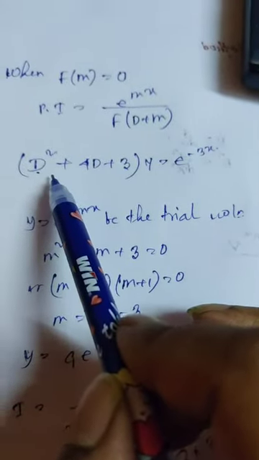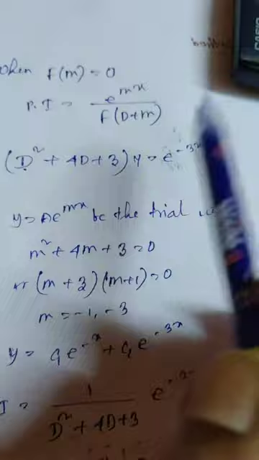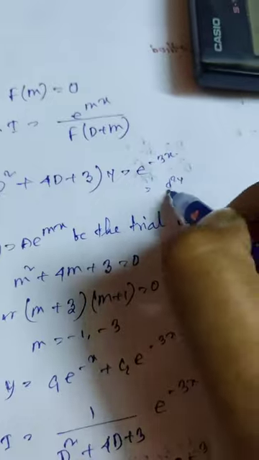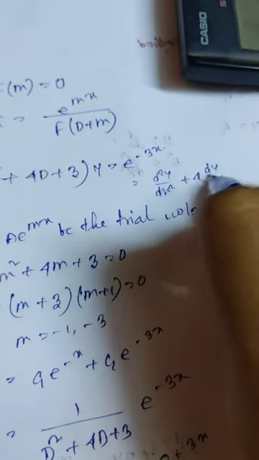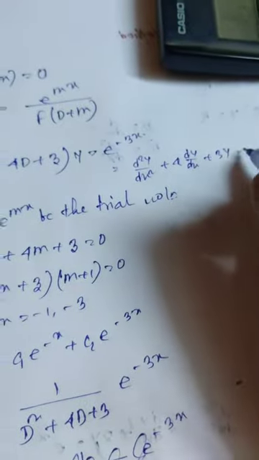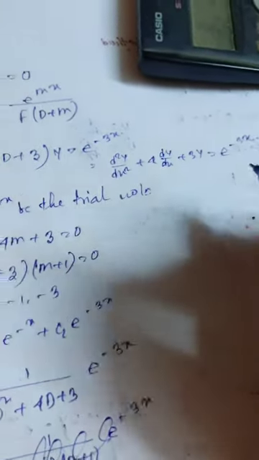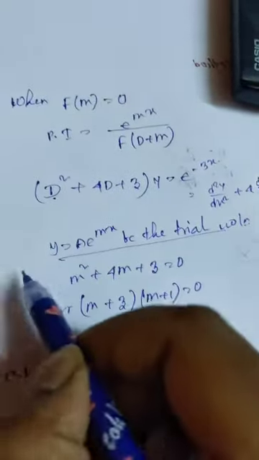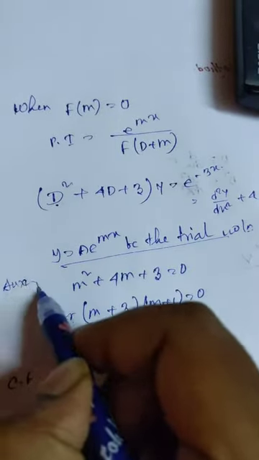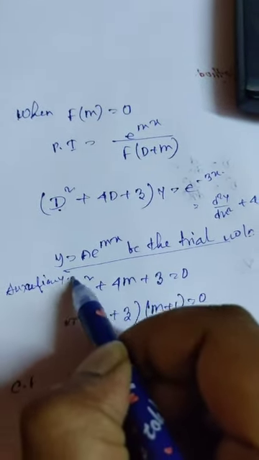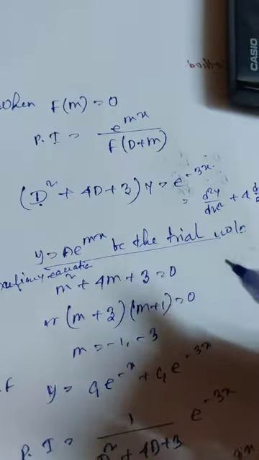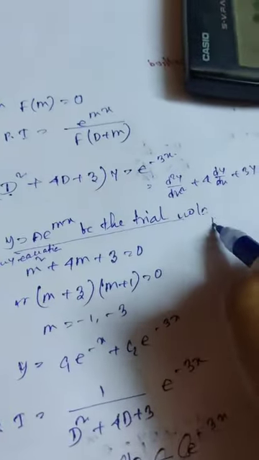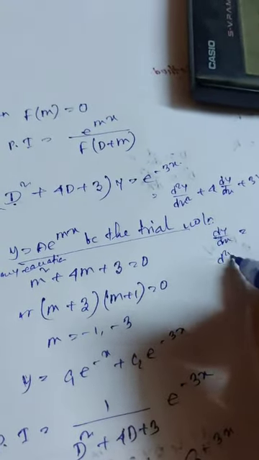So we take this one: D square plus 4D plus 3, y is equal to e to the power minus 3x. You can say that this is equivalent to d2y/dx2 plus 4 dy/dx plus 3y is equal to e to the power minus 3x. Here we will take y is equal to A e to the power mx as the trial solution. The auxiliary equation, we already know how to find: we have to make the right hand side of this equation equal to 0, and from here we have to find dy/dx and also d2y/dx2.